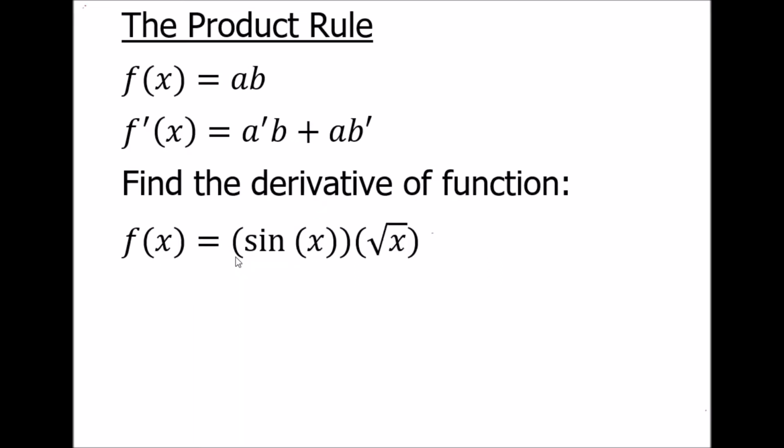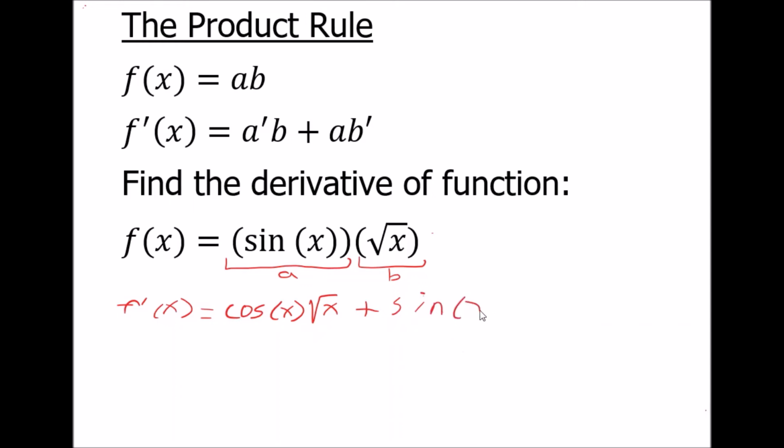All right, two more examples. Let's use the product rule to find the derivative of the sine of x times the square root of x. So I'm calling this first part a, and I'm calling this b. The product rule says, to find the derivative of the product of these two terms, I take a prime, which of course, the derivative of sine of x is cosine of x, times the second term, that's just the square root of x, plus the first term, which is the sine of x, times the derivative of the square root of x.